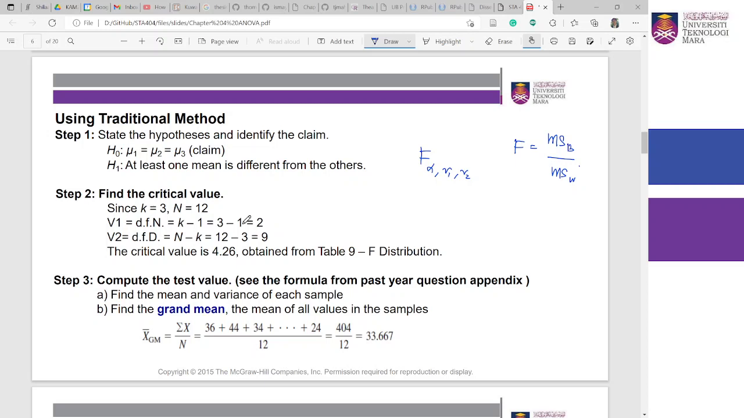So you have n minus k, that is 12 minus 3 equal to 9. So the first degree of freedom will be 2, the second degree of freedom will be 9, and your alpha value is equal to 0.05. So when you look at the table here, you have to look for F 0.05 with 2 degrees of freedom and 9 degrees of freedom. So this will give you 4.26. So you can check in your F table.